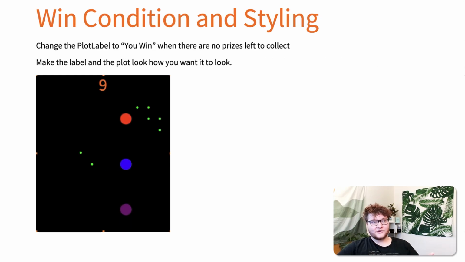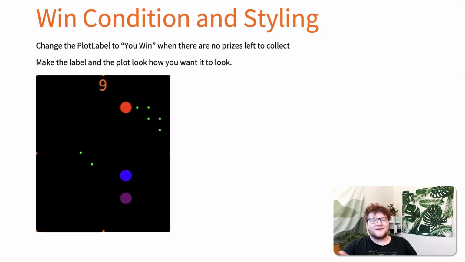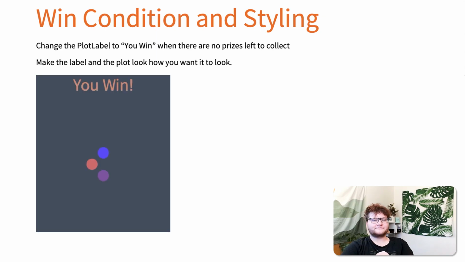The next thing that we're going to want to do is set up our win condition, and we're going to do some styling at the same time. For this game, we're going to do something very simple with the win condition. If there are no more prizes to collect, we'll just change the point counter in the plot label to read "you win," and that'll be it. While we're editing the plot label, we're also just going to do some styling to make the label and the plot itself look nicer. We changed the background color of the graphics object and changed the text styling to make the plot label look nicer. You can make it look however you would like.